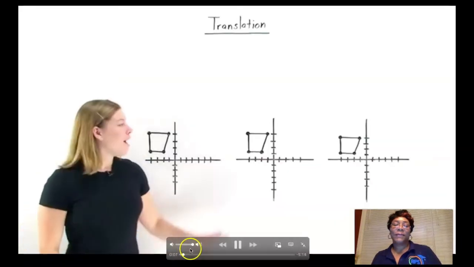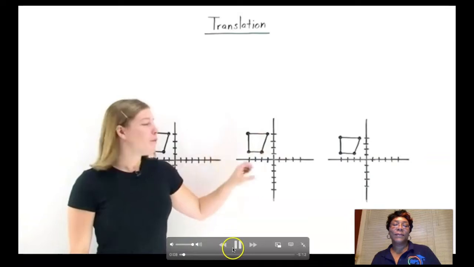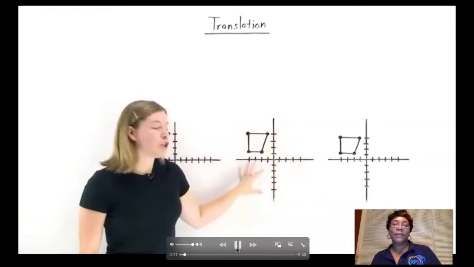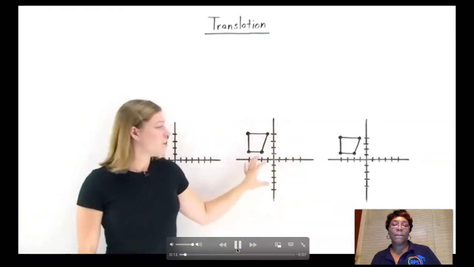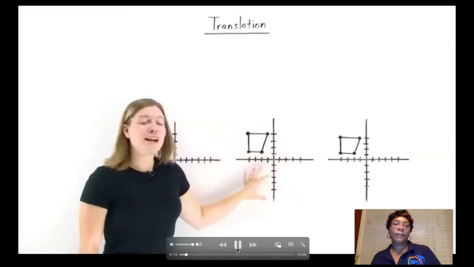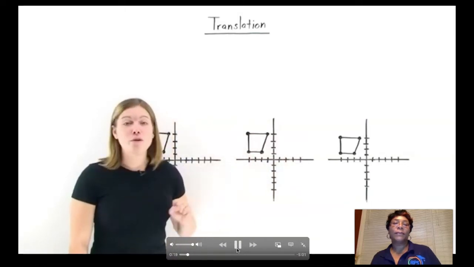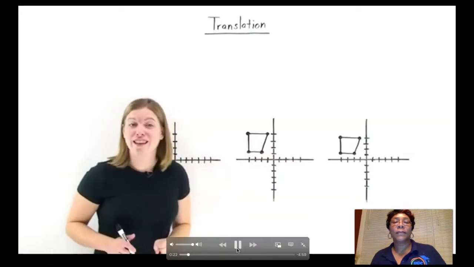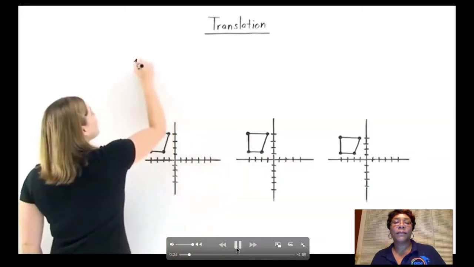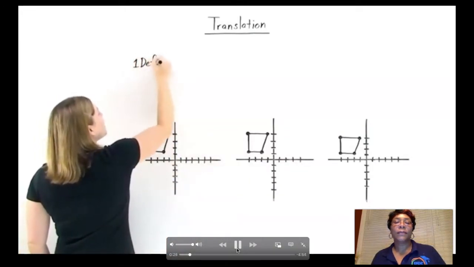Let's say that we have this figure right here, and we want to move this figure to a different location on the coordinate plane. Essentially just taking the figure and sliding it to a new location in the coordinate plane. That process of moving that entire figure is called a translation. So let's look at the definition for a translation.